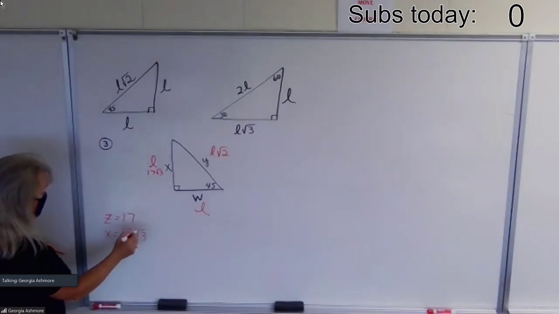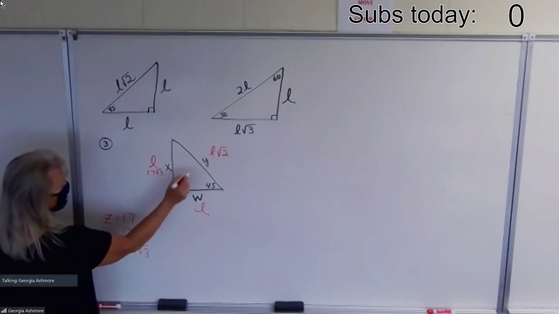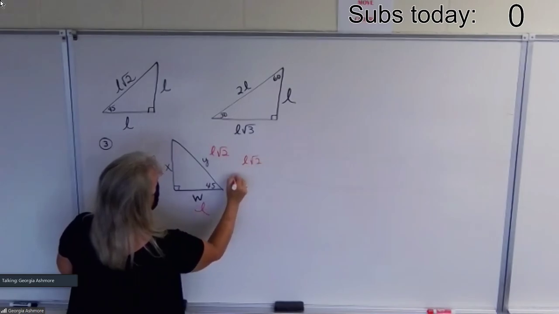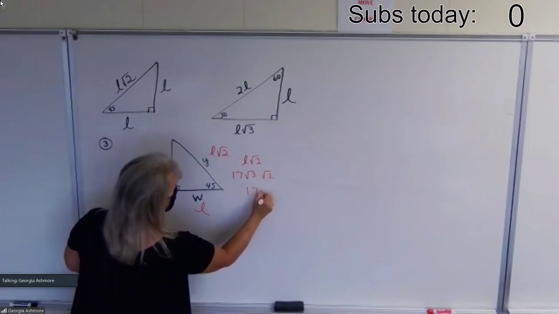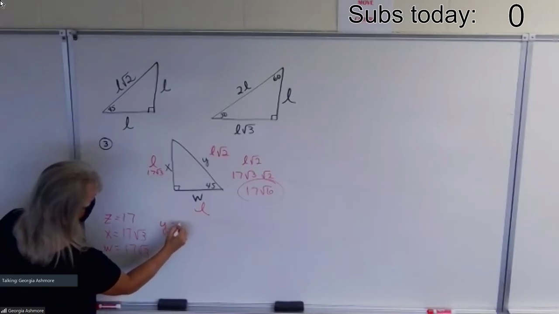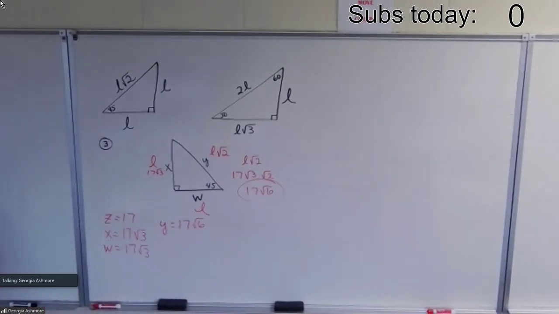All right, my W then is also going to be 17 square root of 3. But I've got to find this, L square root of 2. That's going to be what my Y is. That's going to be 17 square root of 3 times the square root of 2, which is 17 square root of 6. That would be my Y. Do you remember doing that in your geometry? Maybe.